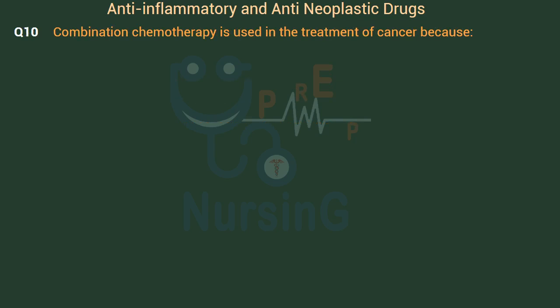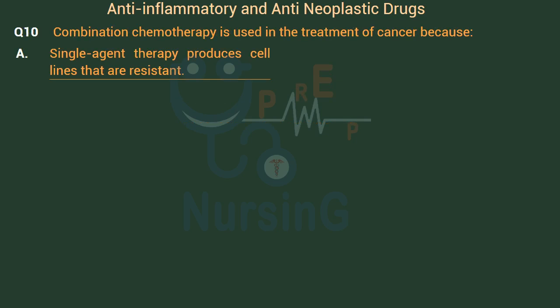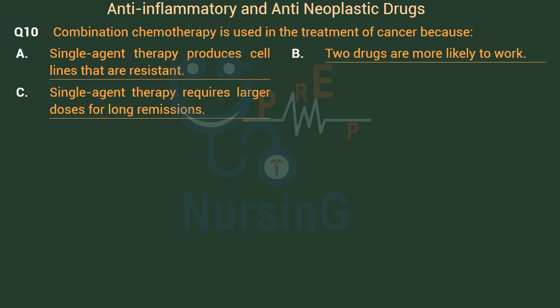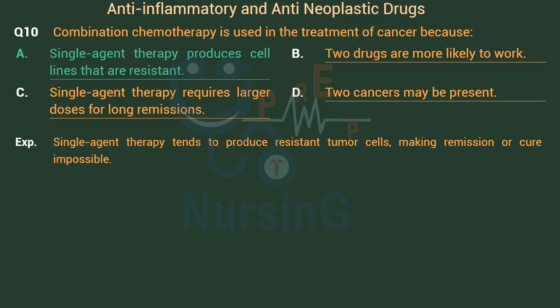Diarrhea will cause debilitation as fluid and nutrients are lost at a time when the body most needs to be nourished. Combination chemotherapy is used in the treatment of cancer because Option A. Single-agent therapy produces cell lines that are resistant. Option B. Two drugs are more likely to work. Option C. Single-agent therapy requires larger doses for long remissions. Option D. Two cancers may be present. Right answer is Option A. Single-agent therapy produces cell lines that are resistant. Single-agent therapy tends to produce resistant tumor cells, making remission or cure impossible.